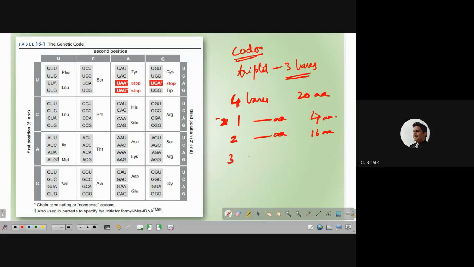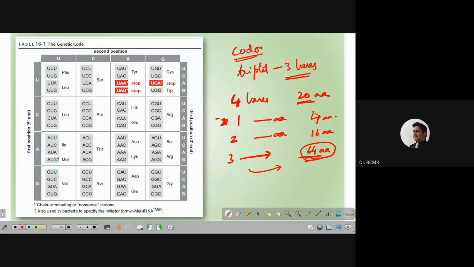But if you take three bases at a time, then you can read about 64 combinations, each one specifying one amino acid. If you think of it that way, it is about 64, but we only have 20 amino acids.